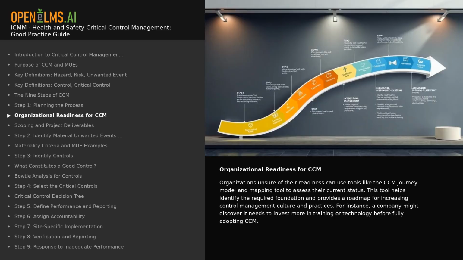Organizations unsure of their readiness can use tools like the CCM Journey Model and Mapping tool to assess their current status. This tool helps identify the required foundation and provides a roadmap for increasing control management culture and practices. For instance, a company might discover it needs to invest more in training or technology before fully adopting CCM.